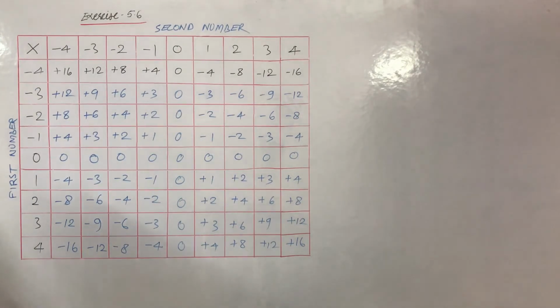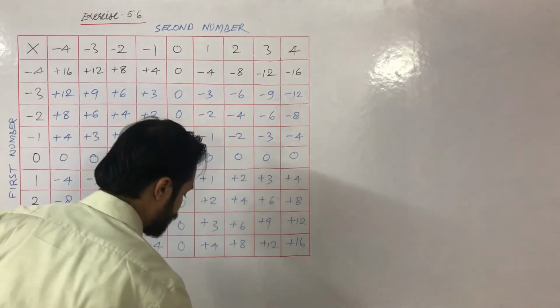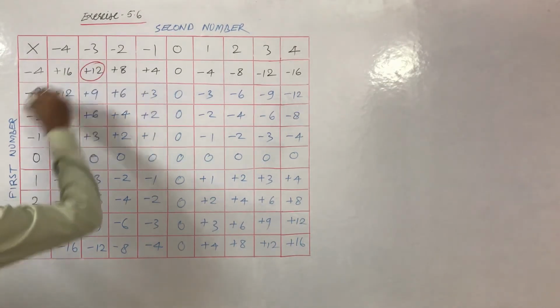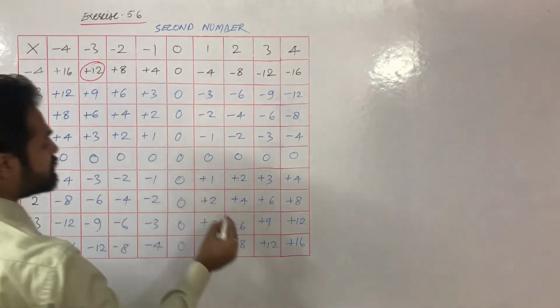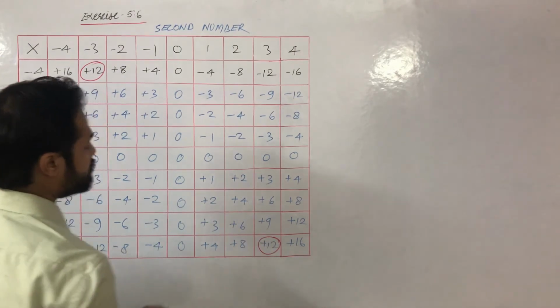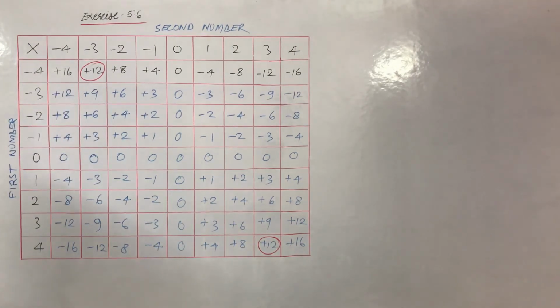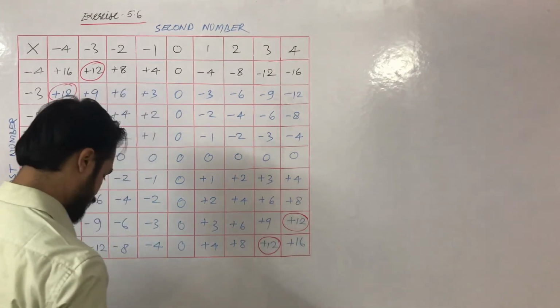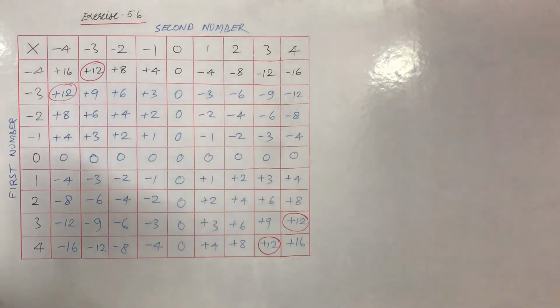Next, question number 6. Study the above table carefully and answer the following. First, list the pairs of integers whose product is 12. So product is 12, 12 or plus 12. And we have two more values where the product is 12.